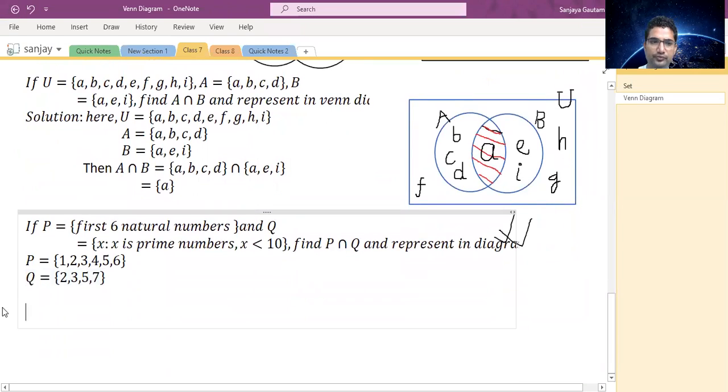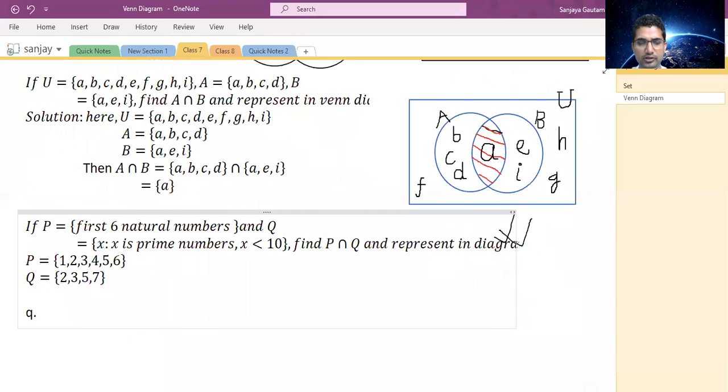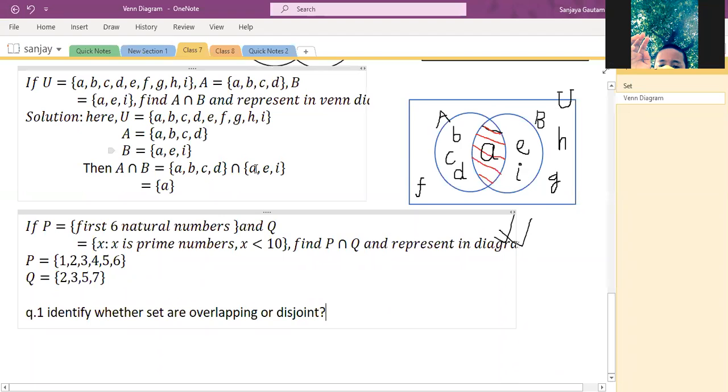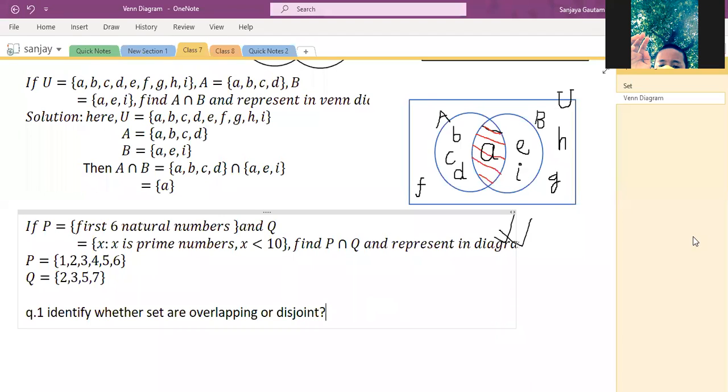Identify whether the sets are overlapping or disjoint, question number 1. How many of you have the book? Does everyone have a book? No, sir. Who doesn't have a book? Sir, I don't have. Okay, if you don't have it, you can download the books.